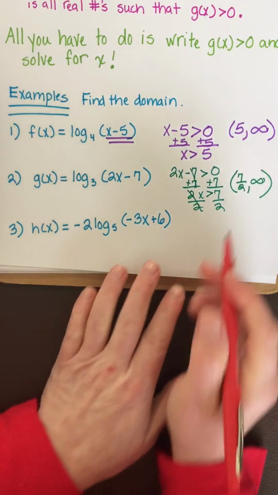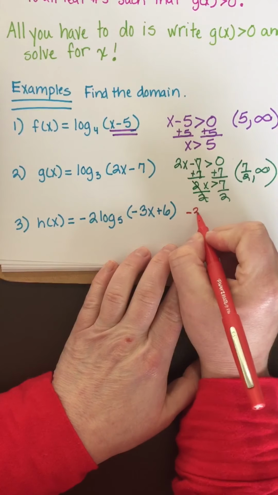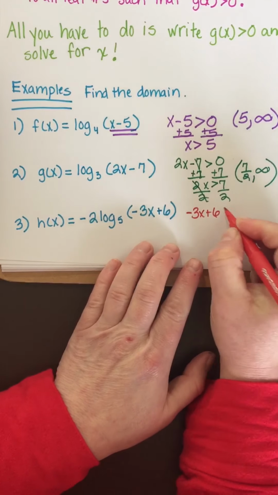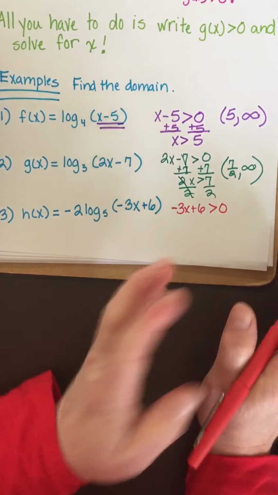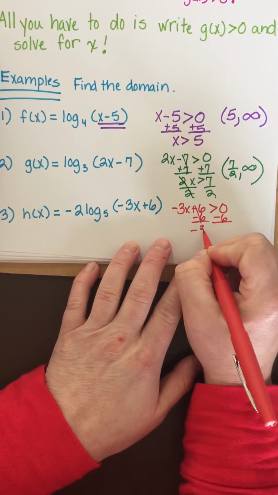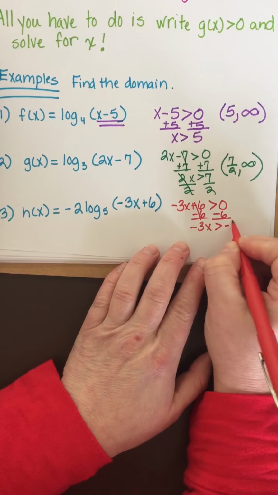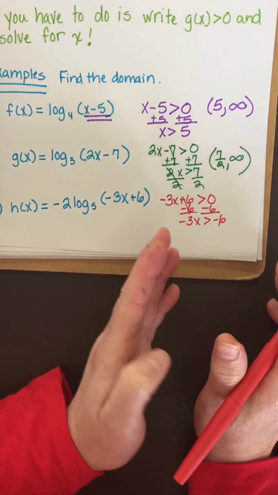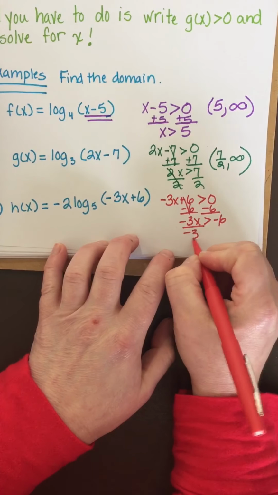So we have negative 3x plus 6. So I want negative 3x plus 6 to be greater than 0. So I'm going to solve this. Subtract 6. We get negative 3x is going to be greater than negative 6. Now, to isolate x, I'm going to have to divide by a negative 3.